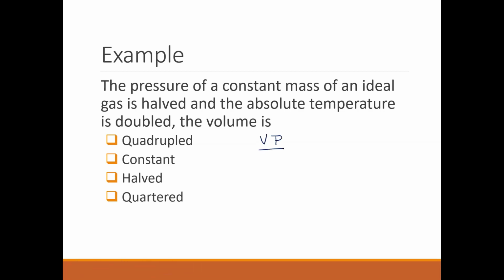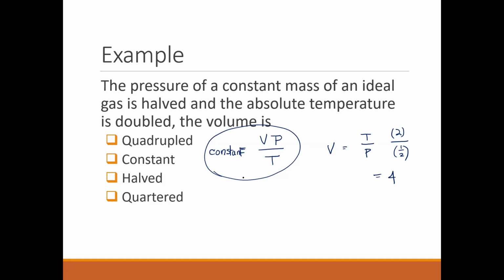So we have volume times pressure over temperature is constant. And so the mass is not changing. What we're looking for is the volume, and the volume is equal to temperature over pressure. And we've doubled the temperature and we've halved the pressure. So the volume increases by a factor of 4. So remember, okay, that volume times pressure divided by temperature is constant as long as the mass is constant, which is what's stated here.